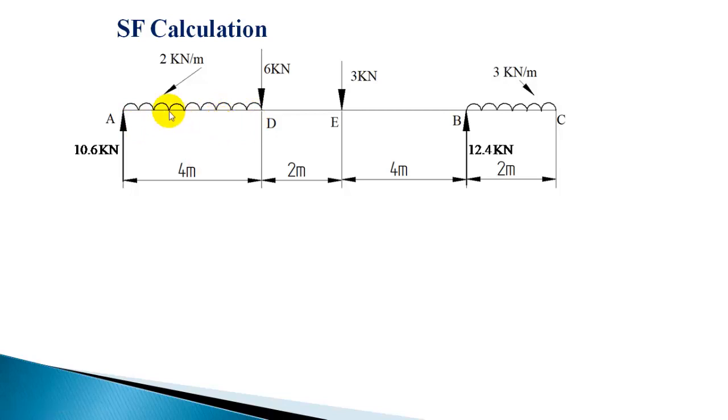So wherever UDL comes, you have to calculate the shear force at either end of that section which is subjected to UDL. So immediately right of A you can calculate the shear force, and immediately left of D you can calculate the shear force. Similarly here, immediately right of B you should calculate the shear force, and immediately left of C you should calculate the shear force. Now for the other section D, it is going to be constant. You have to take only one section and calculate the shear force. And in the section EB also you have to take one section and calculate the shear force.